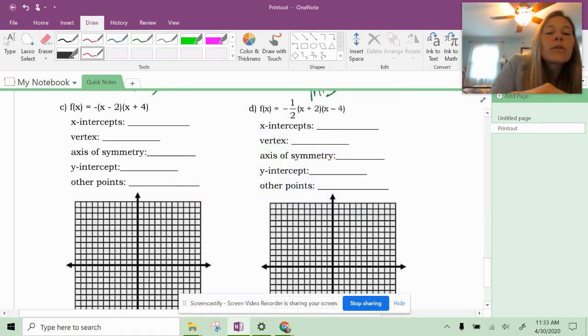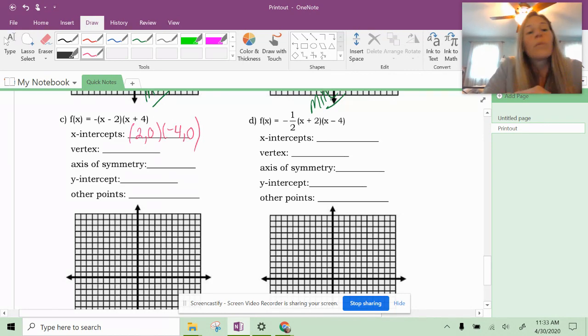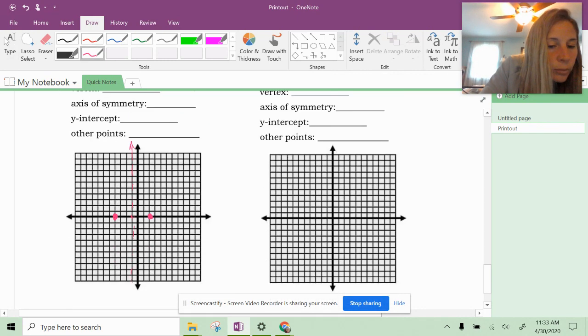Okay, so my x-intercepts here, you can set these two factors equal to 0 and solve them using the zero product property. And you're going to end up with (2, 0) and (-4, 0). So right away, I'm going to plot those. So (+2, 0) would be here, and (-4, 0) would be over here. And the middle of those, I can tell, is -1. So I know my axis of symmetry is x equals -1.